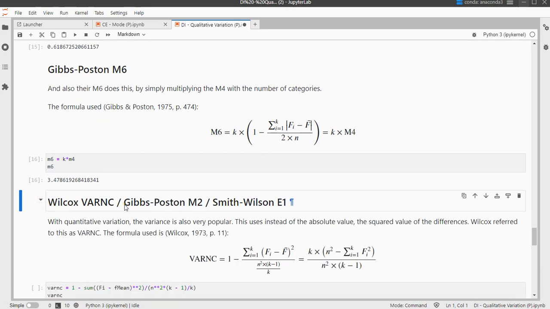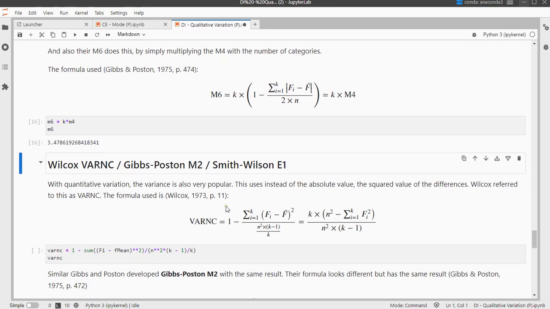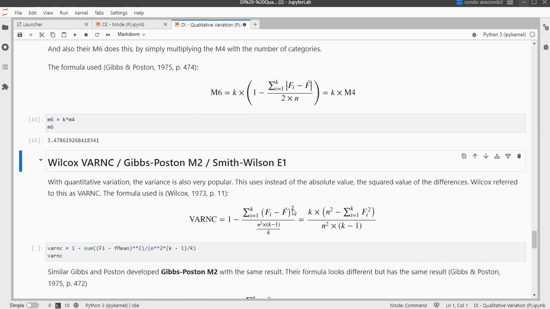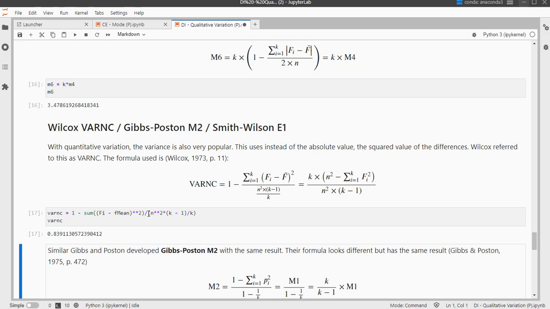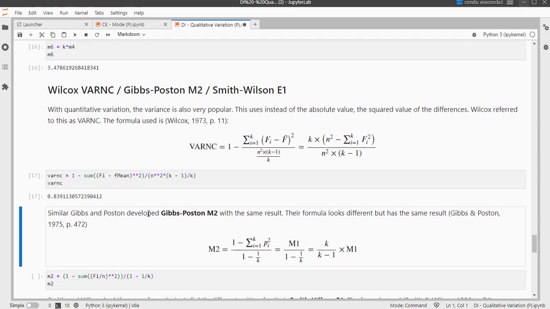They also have one based on the variance for quantitative measures, where instead of taking the absolute value, you square these results. So we can simply square by doing 2 asterisks, and that gives us in this case 0.839.